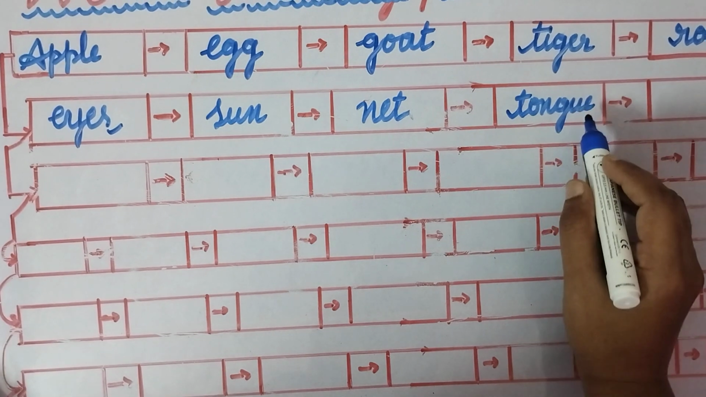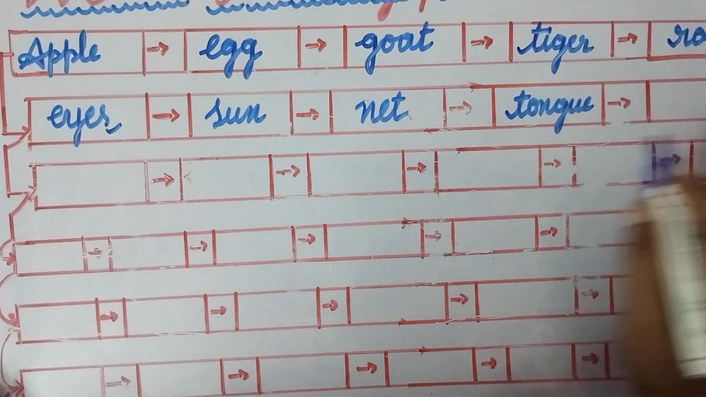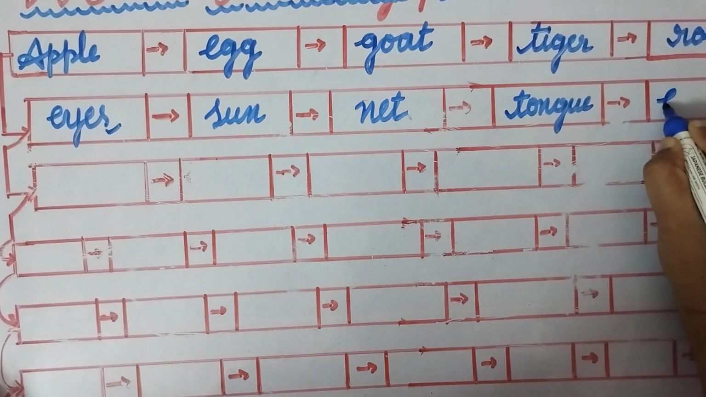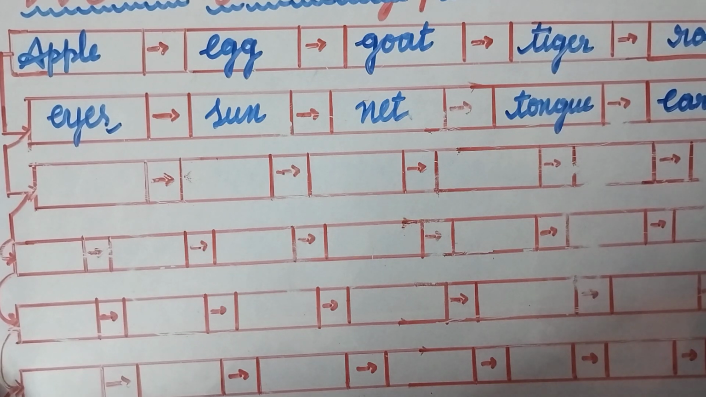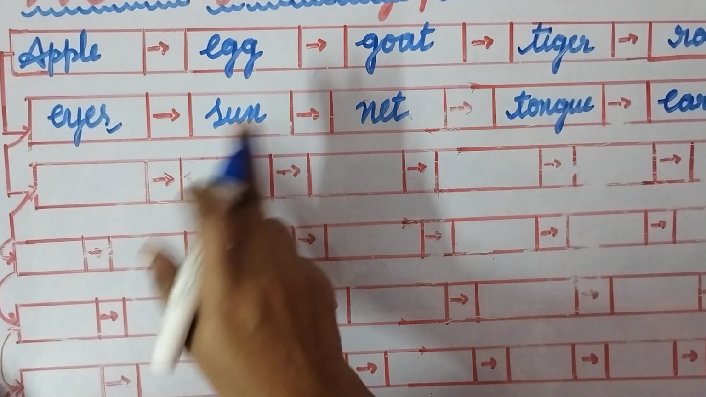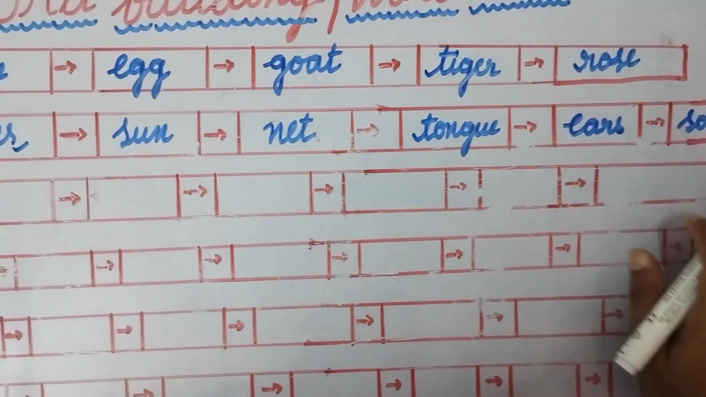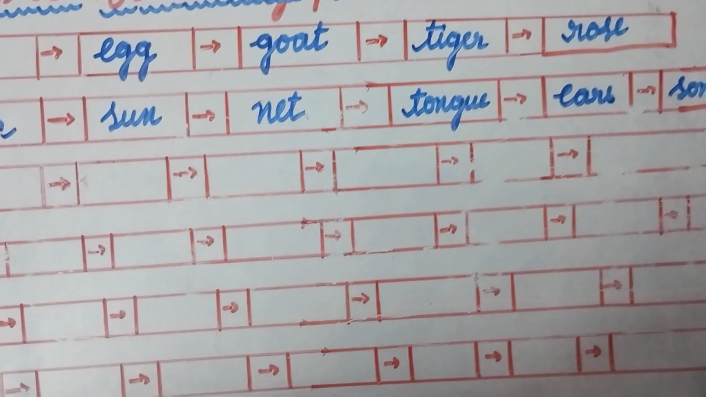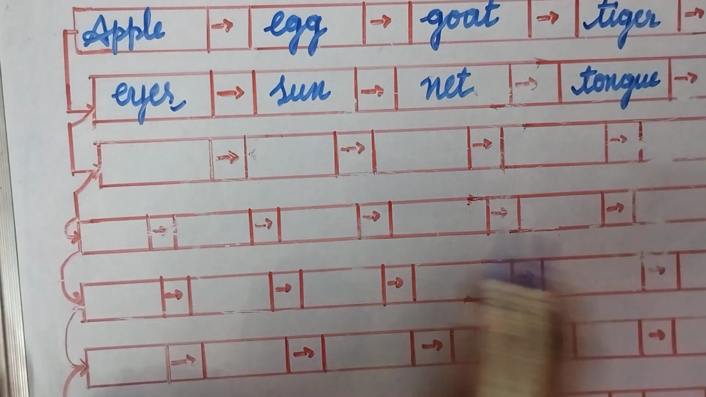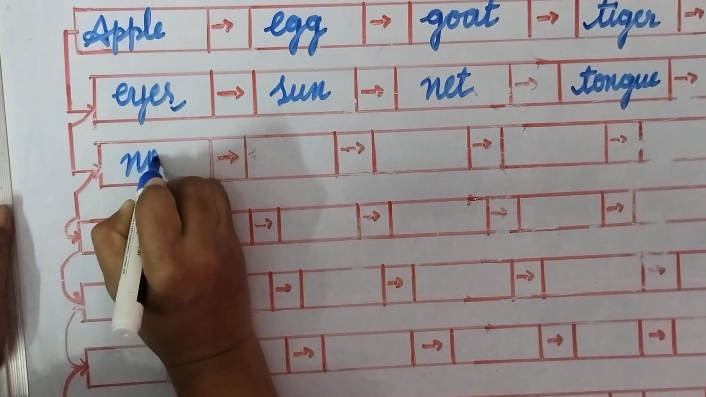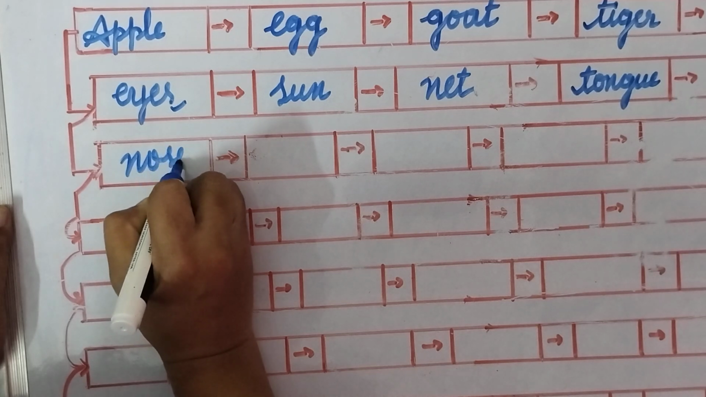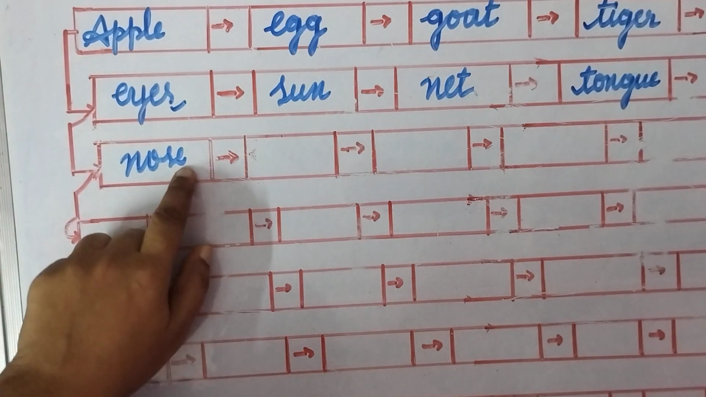T-O-N-G-U-E, tongue. Again E is the last letter. E for ears, E-A-R-S, ears. Again S. S for sun, S-O-N. You already wrote S-U-N. Okay, the last letter is N. N for nose, N-O-S-E, nose.